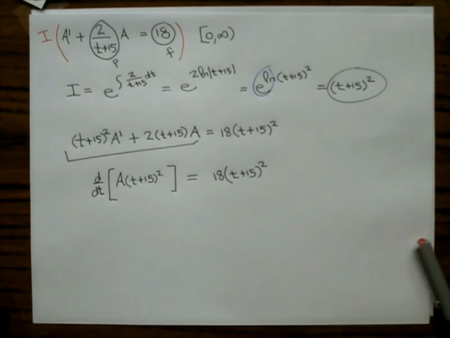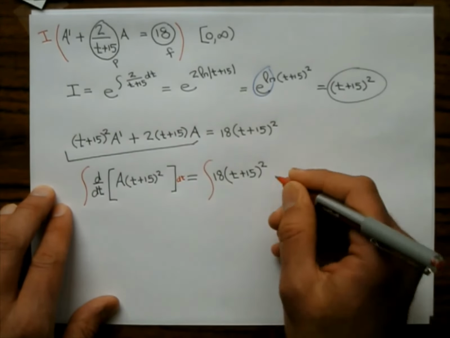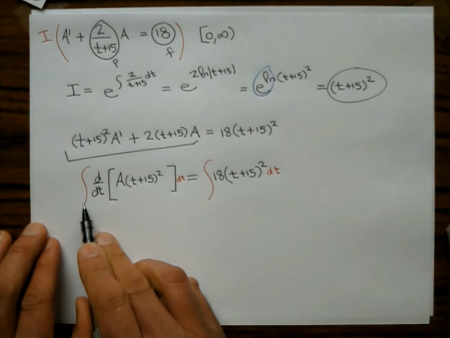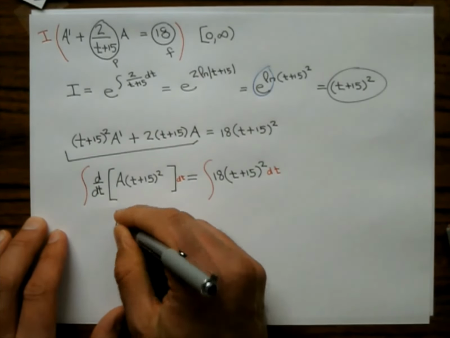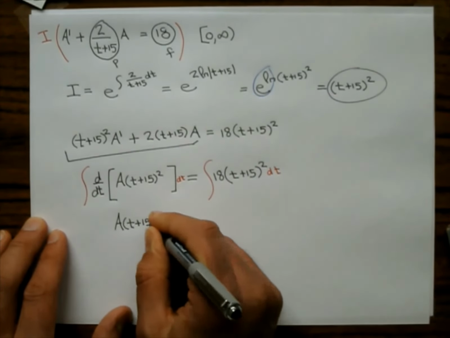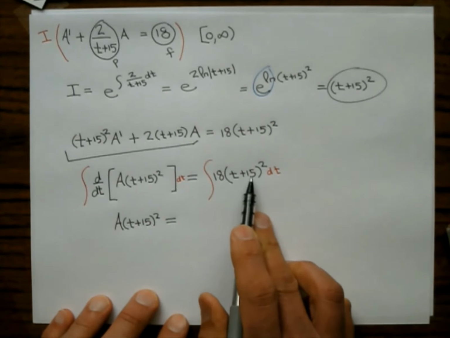Okay, what am I going to do on both sides? I'm going to integrate with respect to t on both sides. The left-hand side, we have the antiderivative gun next to the derivative gun. Those are going to neutralize, and we have A times t plus 15 squared. This equals, I've got to integrate this.